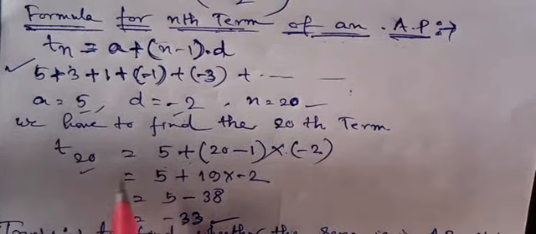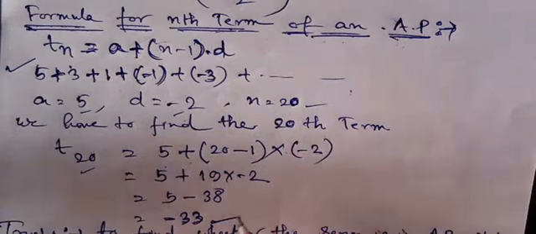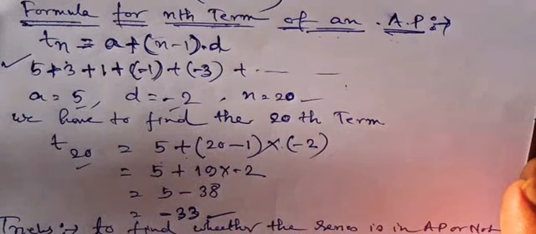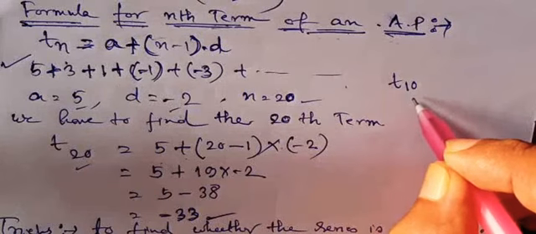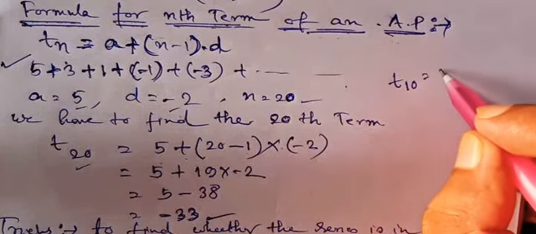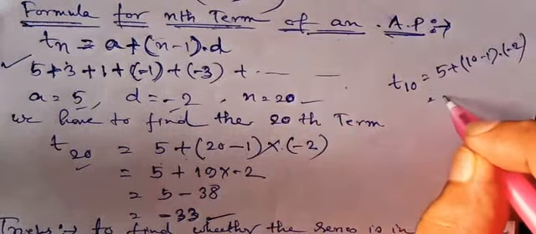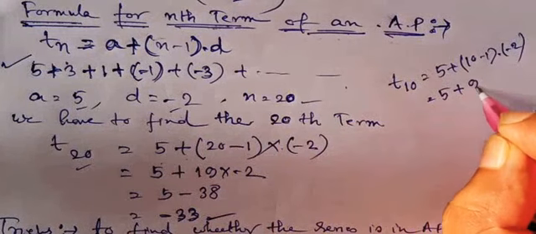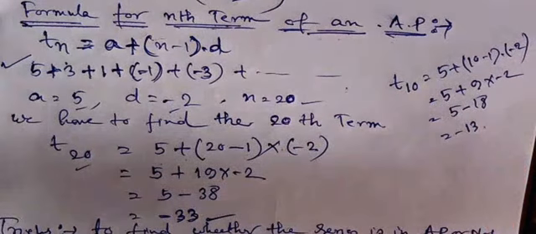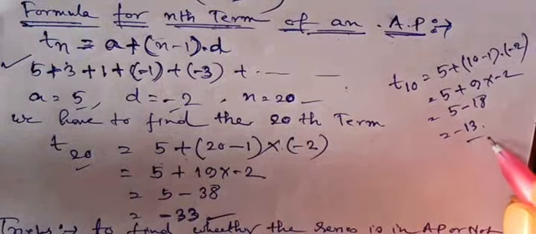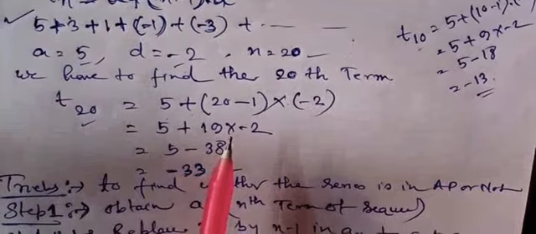Now if you put the value of n equal to 20, then you get the 20th term. Suppose you are taking T10 to find, then what is the calculation? 5 plus 10 minus 1 into d. d means here minus 2. That is 5 plus 9 into minus 2. 5 minus 18 means minus 13. Okay. So this is my nth term, the 10th term. So applying this formula, we are getting the solution, the term.